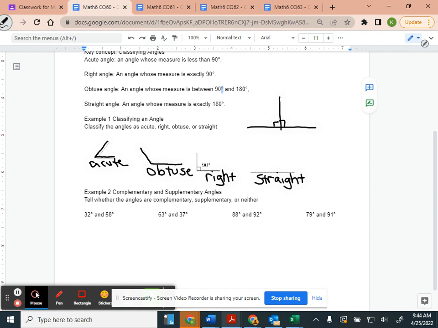Oh, never mind. Angles are made up of straight lines. So we can't have any curve in an angle. You'll notice they're all straight lines. It's a good question. So if it's curving, it's not an angle.